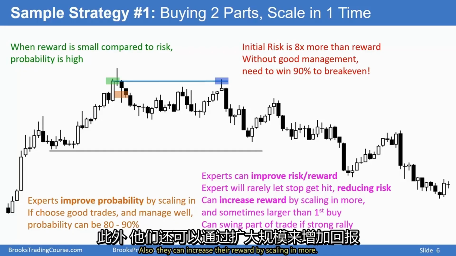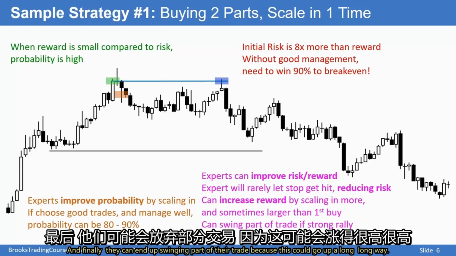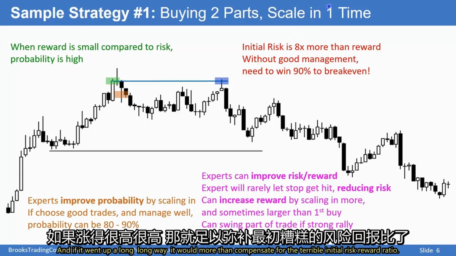Also, they can increase their reward by scaling in more. And sometimes their second or third entry can be larger than their first. And finally, they can end up swinging part of their trade because this could go up a long, long way. And if it went up a long, long way, it would more than compensate for the terrible initial risk-reward ratio.